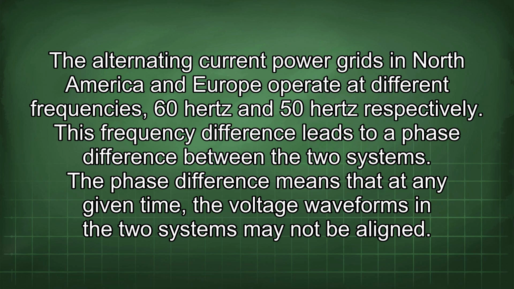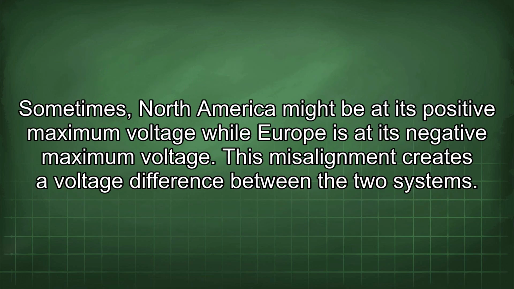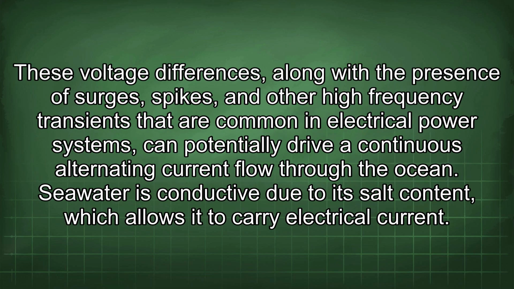The phase difference means that at any given time, the voltage waveforms in the two systems may not be aligned. Sometimes, North America might be at its positive maximum voltage while Europe is at its negative maximum voltage. This misalignment creates a voltage difference between the two systems. These voltage differences, along with the presence of surges, spikes, and other high-frequency transients that are common in electrical power systems, can potentially drive a continuous alternating current flow through the ocean.